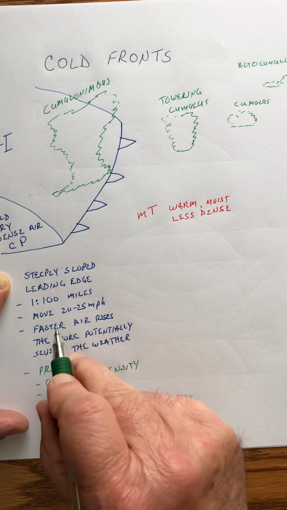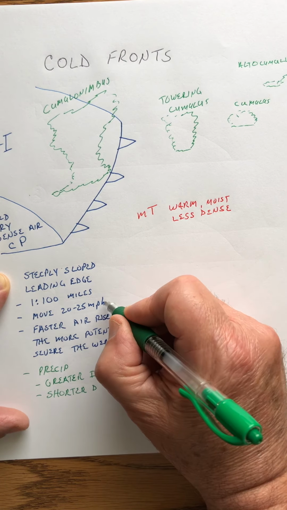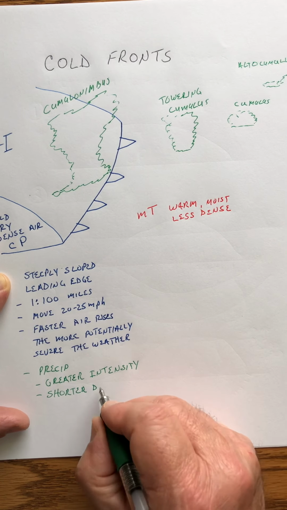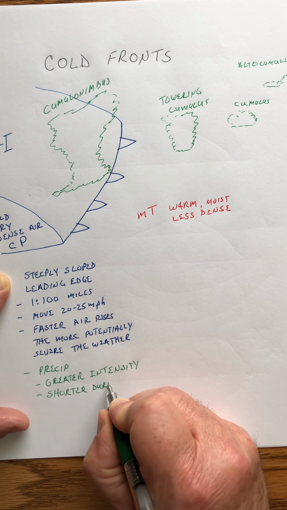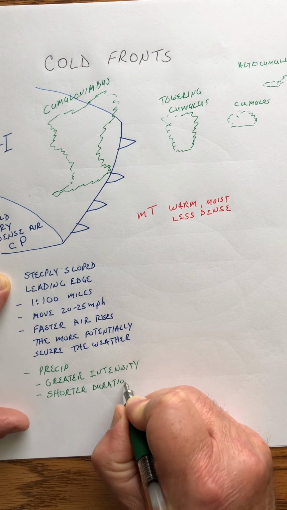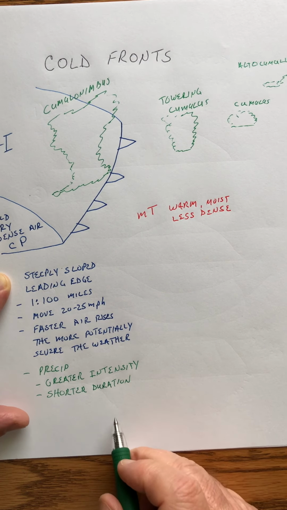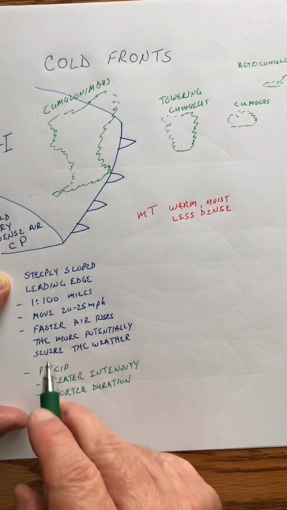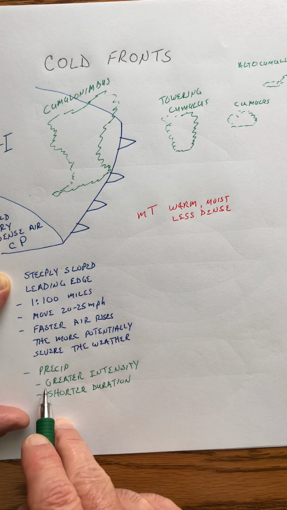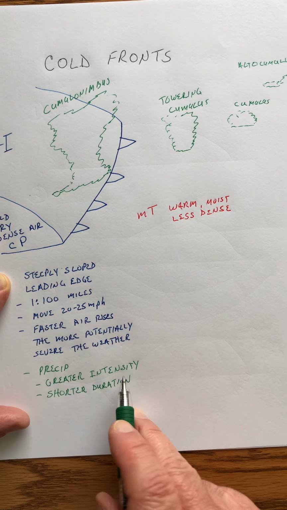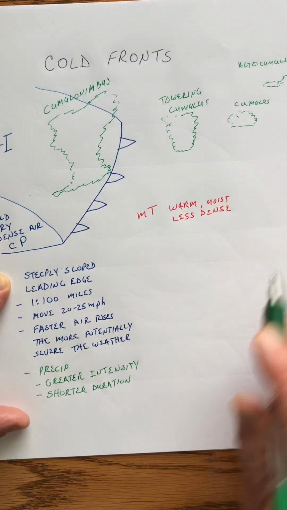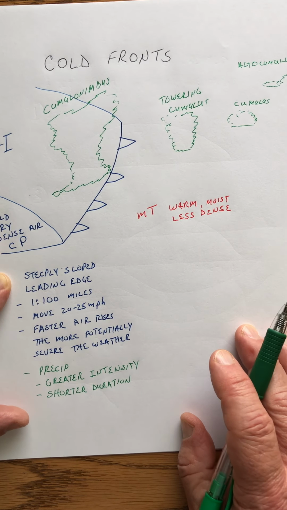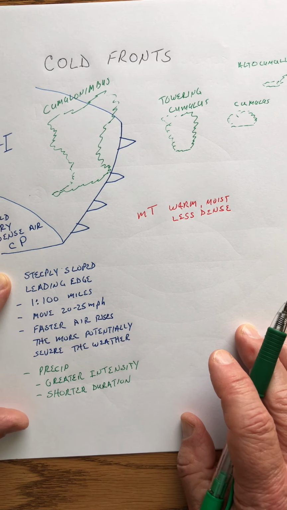Shorter duration goes back to the movement of the front. It's a fairly quickly moving front, and therefore it's going to mean a shorter duration of precipitation. But the more steeply sloped edge will lead to greater intensity. The depth of water that you've got to work with will lead to greater intensity also. All right, we'll take a look at warm fronts next.